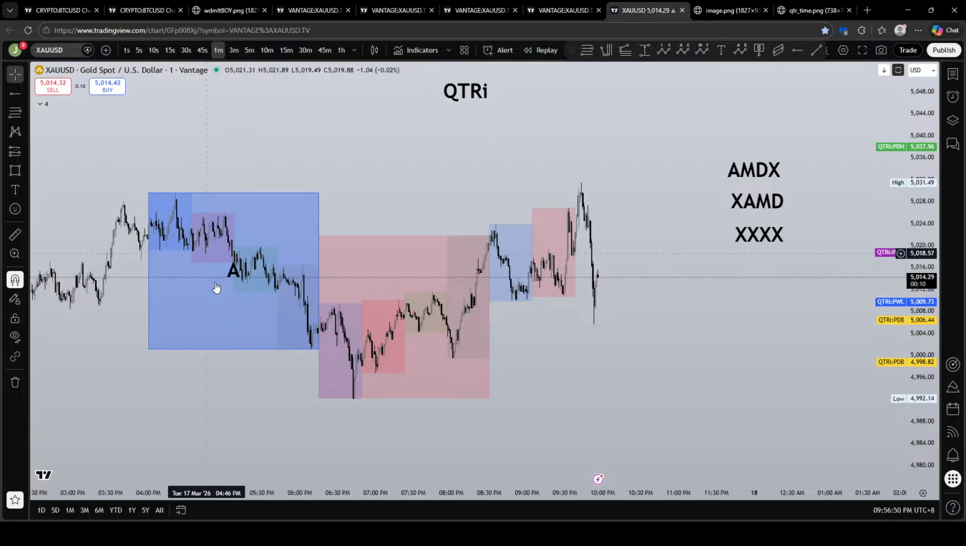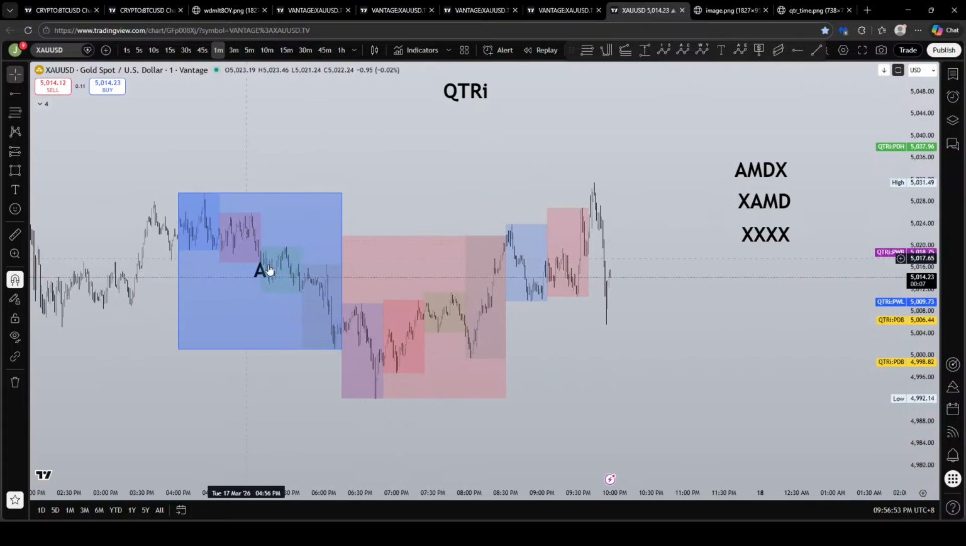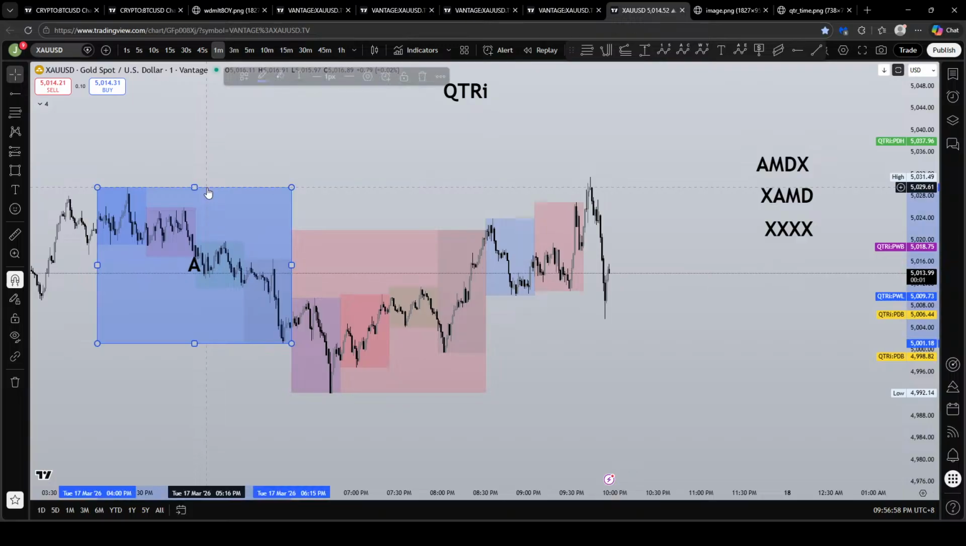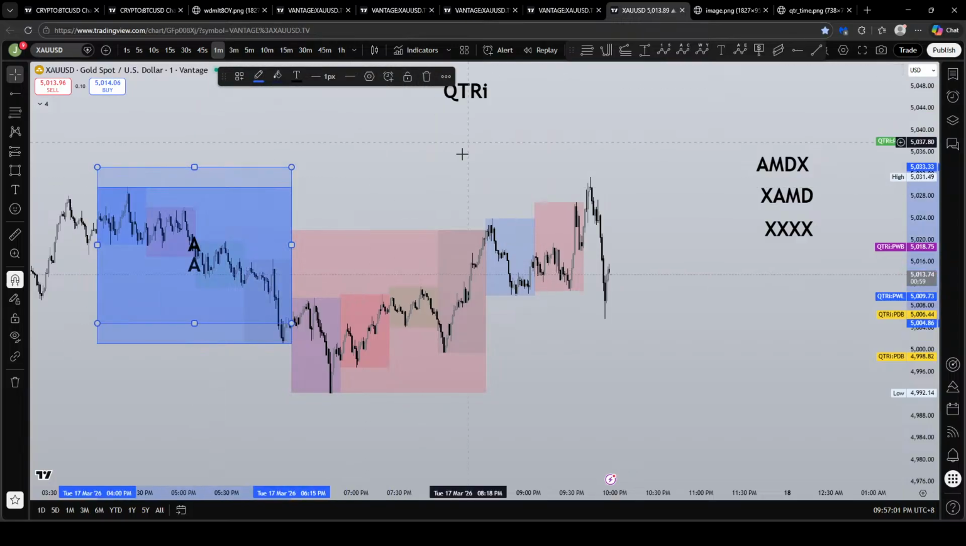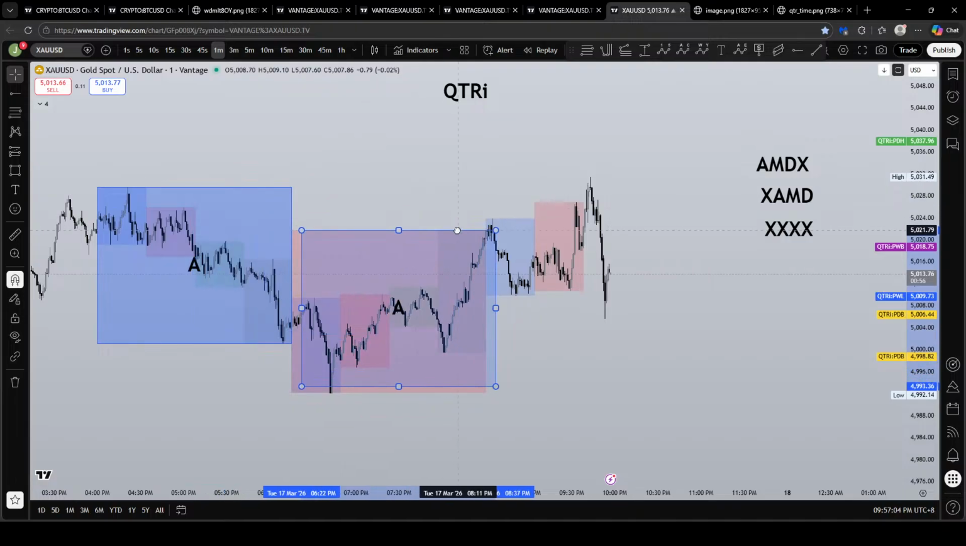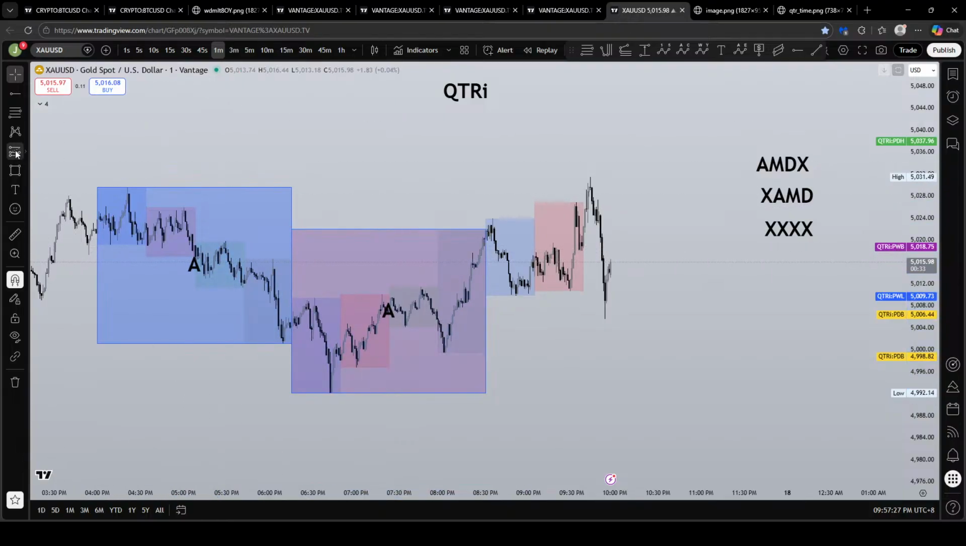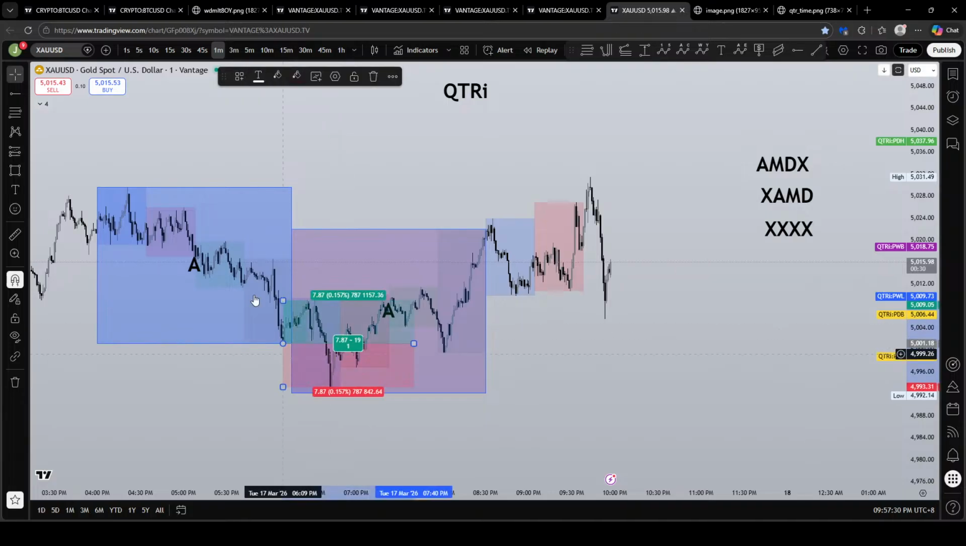In this case, we will label this as an A, and the second quarter will be considered a possible manipulation. Why manipulation? Because the low of the first sub-quarter was already taken, and after that the market continued to go above the equilibrium of the first sub-quarter.